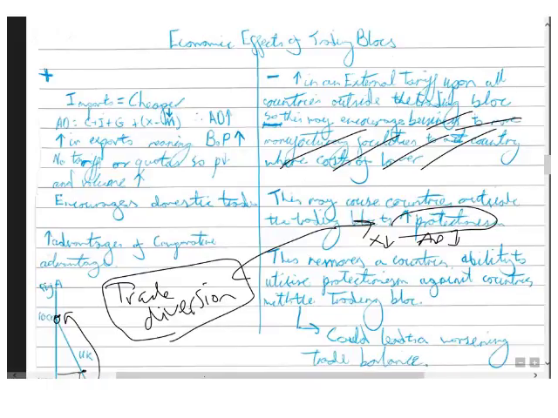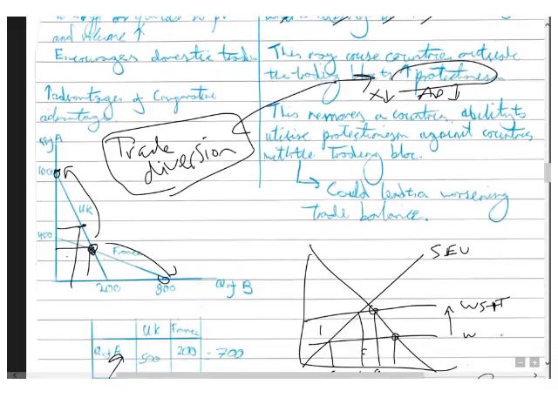This removes countries' ability to utilise protectionism against other countries within the trading bloc, so you could say that, yeah, potentially you might lose out if you do move into a trading bloc and there's a lower cost country within there.